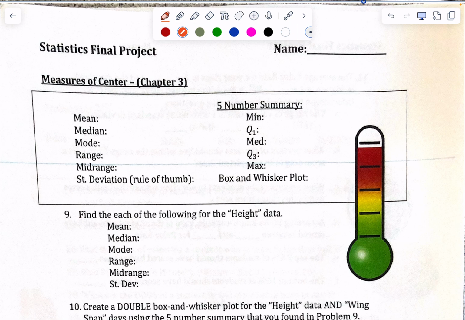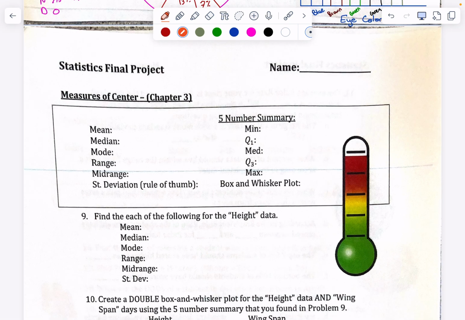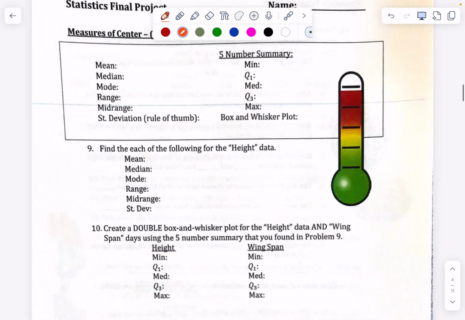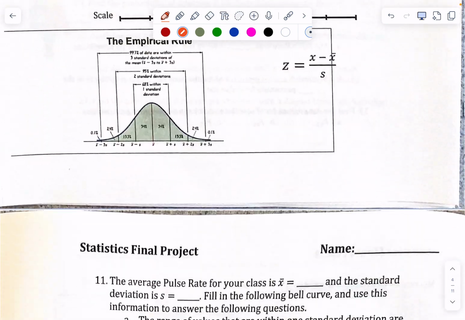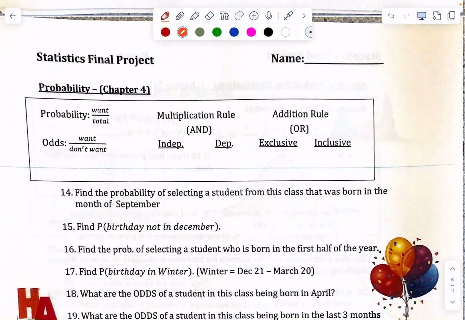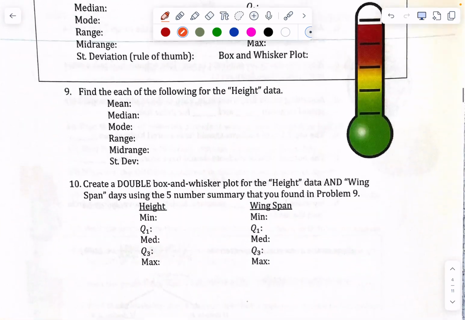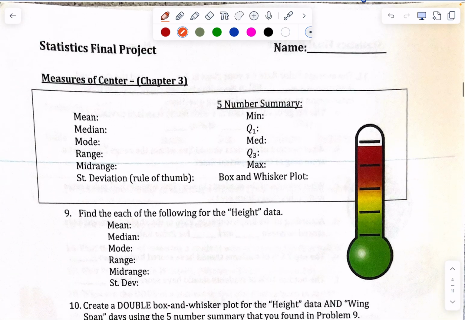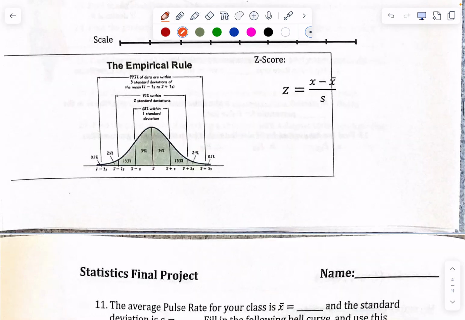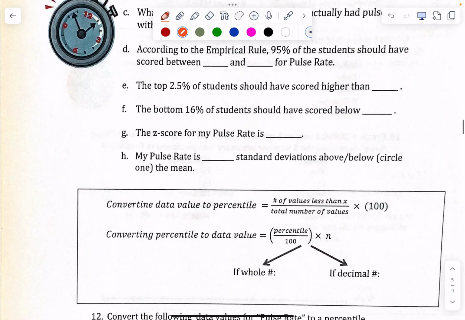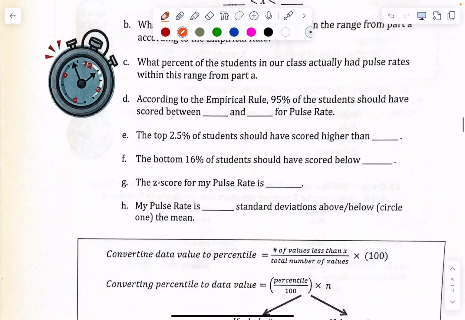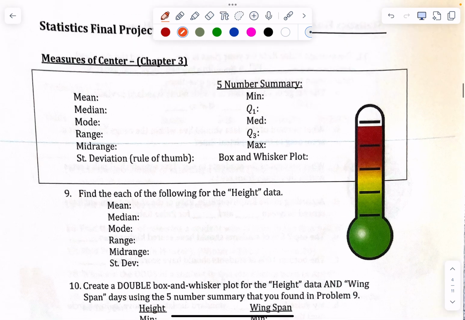Yeah? Okay. All right, so this is day 2 of final project. And this is like chapter 3, and is it chapter 4? No, just chapter 3. So the first part of it, we do box and whisker plots. Second part of it, we analyze and do like some percentile stuff. Okay, so here we go. Let's talk box and whisker plot.